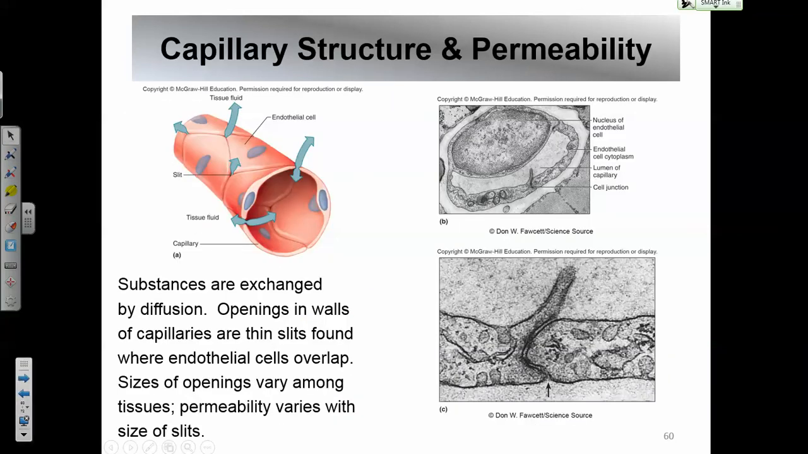Okay, so this is showing you that capillary walls are very permeable. Some substances actually move in between the cells and not just through the cells.